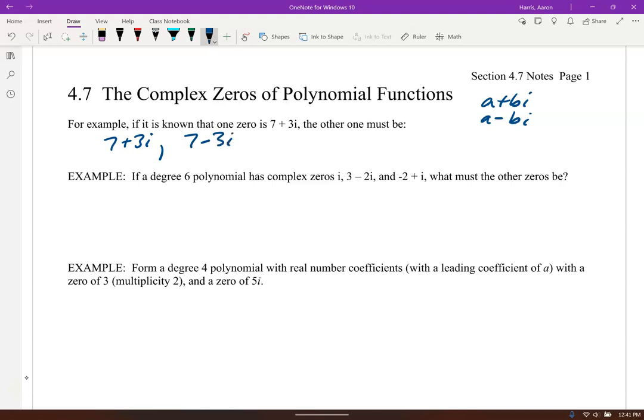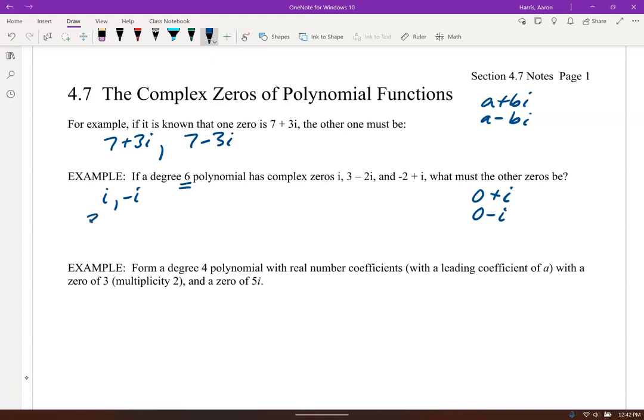They come in pairs. If a 6th degree polynomial has complex zeros i, 3 minus 2i, and negative 2 plus i, what must the other zeros be? And this is a 6th degree, so there should be 6 of them. Well, they come in pairs. If i is a 0, in other words, 0 plus i is the same thing, then 0 minus i would be the other 0, so negative i.